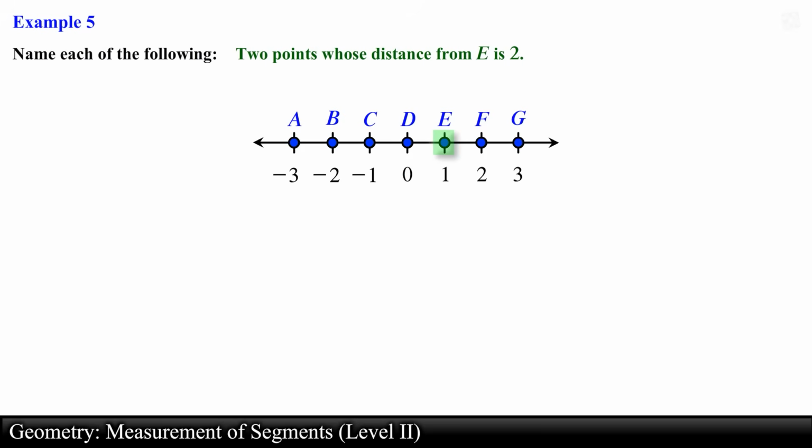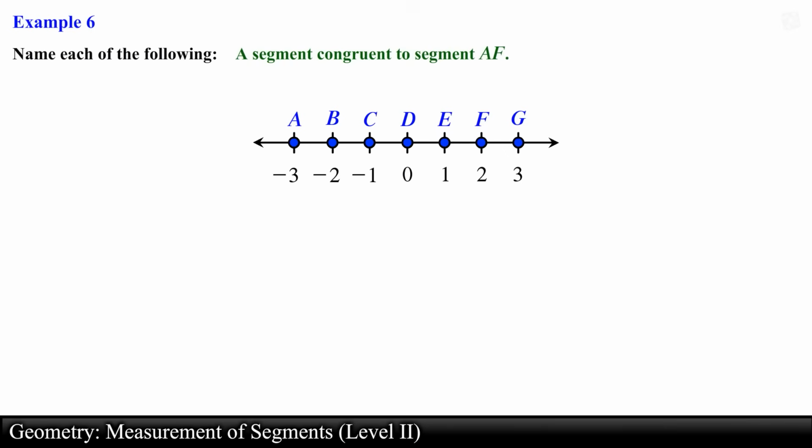Starting at point E and moving 2 units to the left, we see that point C is located 2 units away from point E. In the same manner, starting from point E and moving 2 units to the right, we see that point G is located 2 units away from point E. So point C and point G are our final answer. Let's move along to the next example.